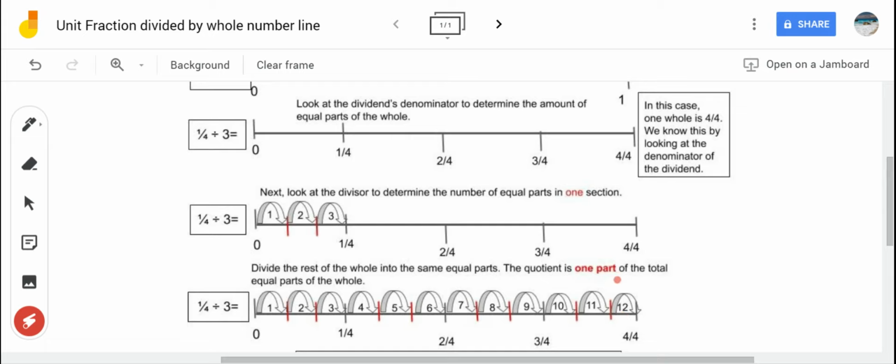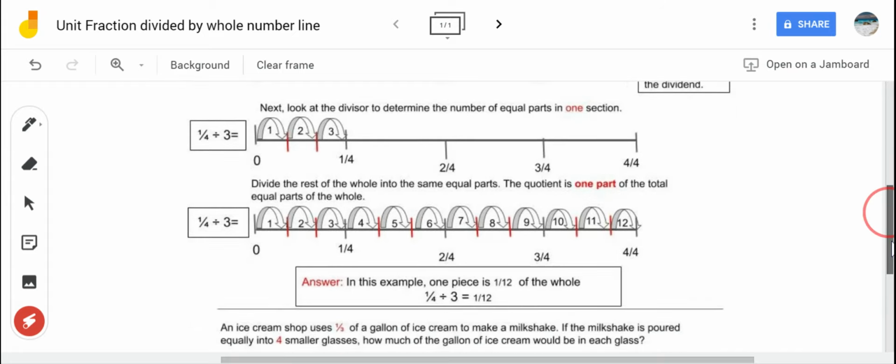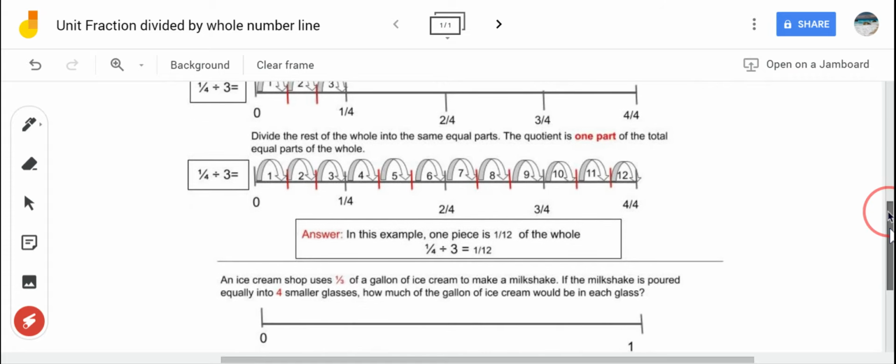The quotient is 1 part of the total equal parts of the whole. So it's one of these. And what is my total? I have 12 total equal parts. So the answer to this equation is 1/12. Is 1/12 indeed smaller than 1/4? Yes, it certainly is. So let's do one of these together.